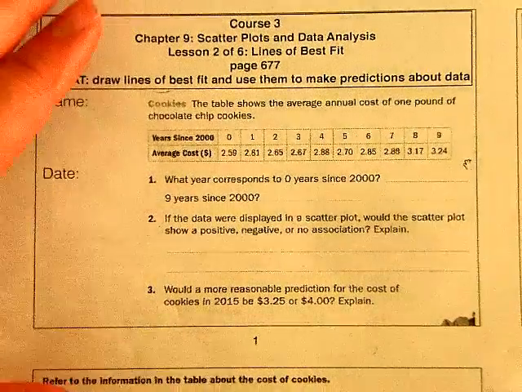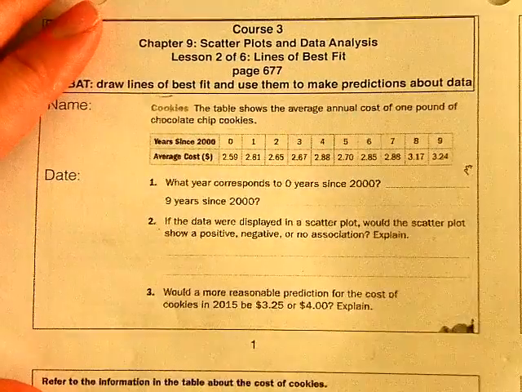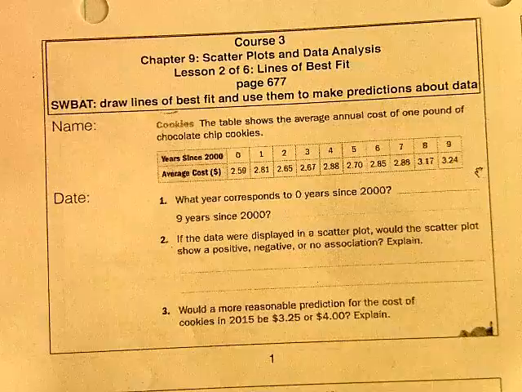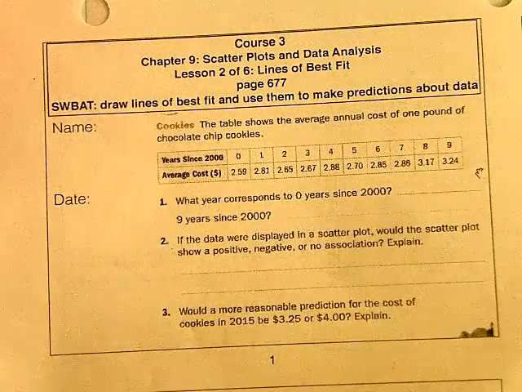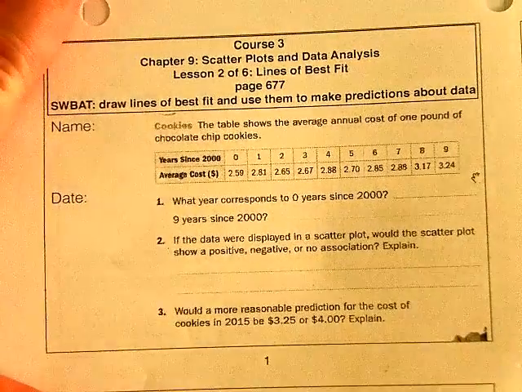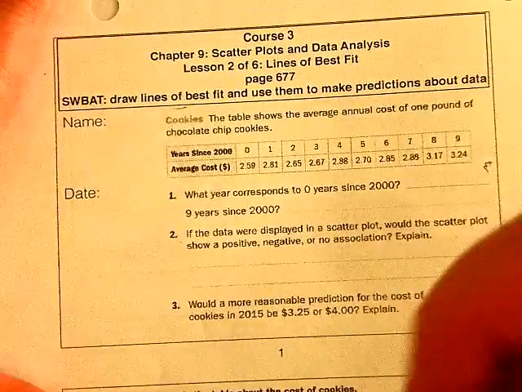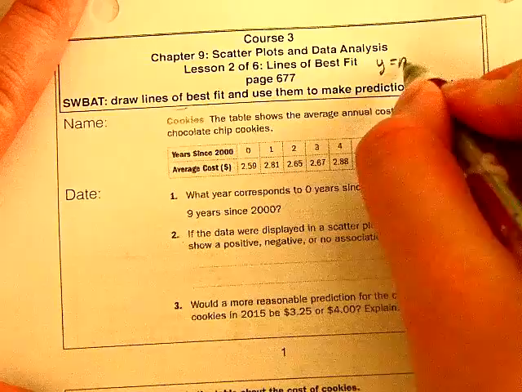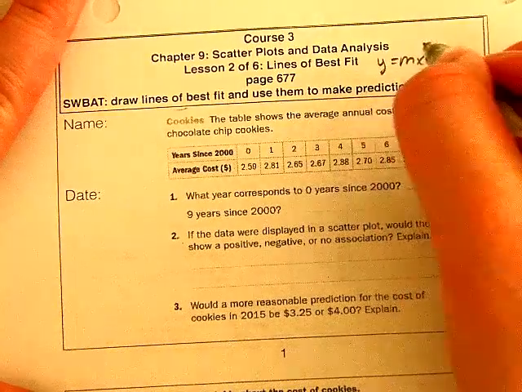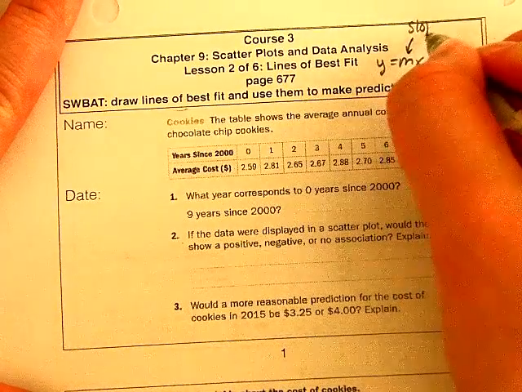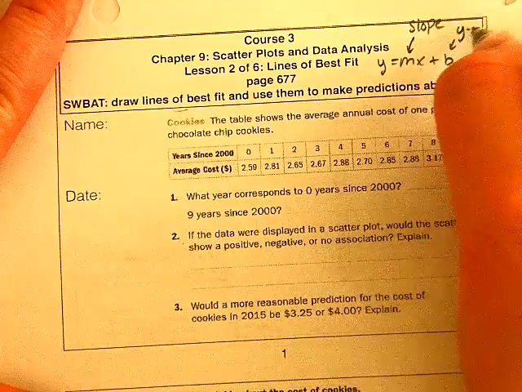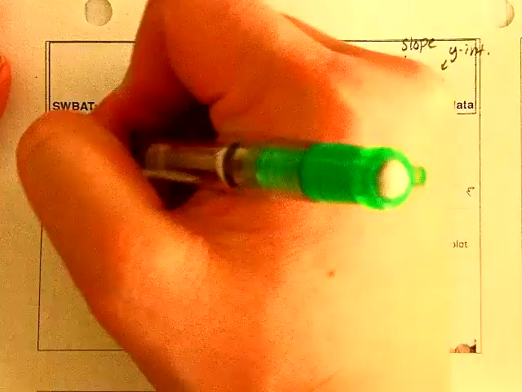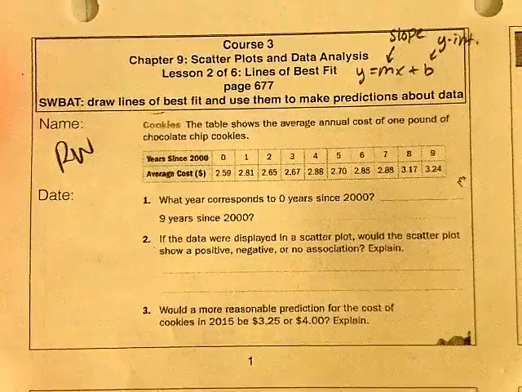So we're moving on to lesson 2 in chapter 9. So some data. This is actually going to remind us of some things we learned in chapter 4 and chapter 5. Equations of lines and y equals mx plus b. So we will have that for a reminder. So the lines of best fit are going to be in y equals mx plus b form, where m is our slope and b is the y-intercept. So that's just a quick reminder. We'll see that later. So name and date over here on the side.